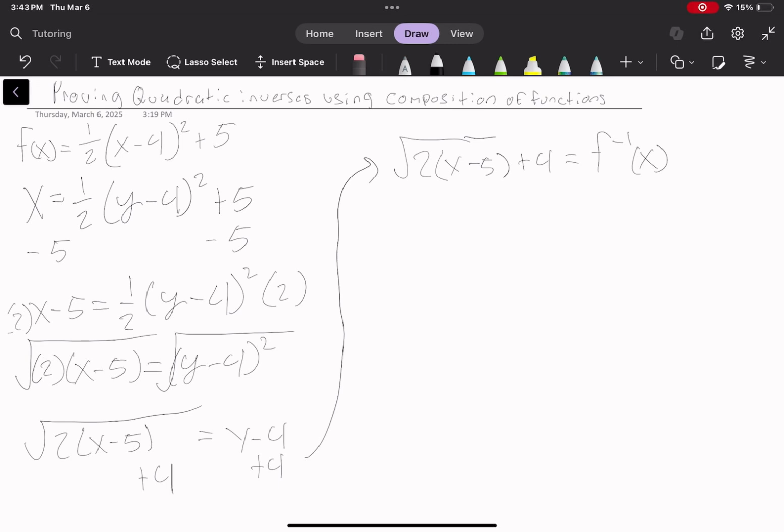I'm going to show you how to prove a quadratic inverse using compositional functions. As you can see, I have the second problem from the last video. All the work is the same, and even the inverse is there. So, I'm going to show you how to prove it.